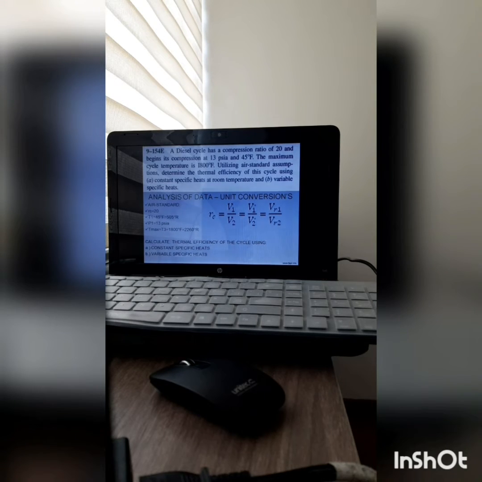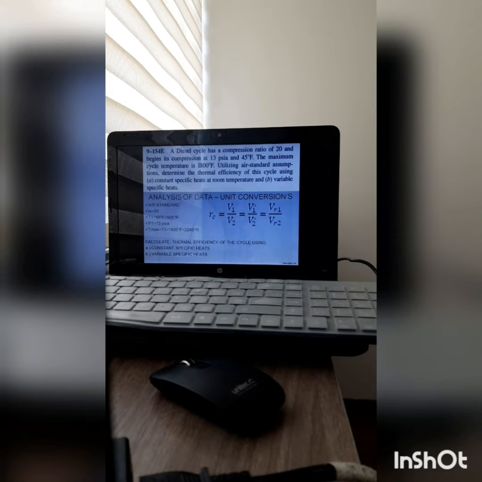A diesel cycle has a compression ratio of 20 and begins its compression at 13 psia and 45 Fahrenheit degrees. The maximum cycle temperature is 1800 Fahrenheit degrees. Utilizing air standard assumptions, determine the thermal efficiency of this cycle using A, constant specific heats at room temperature, and B, variable specific heats.